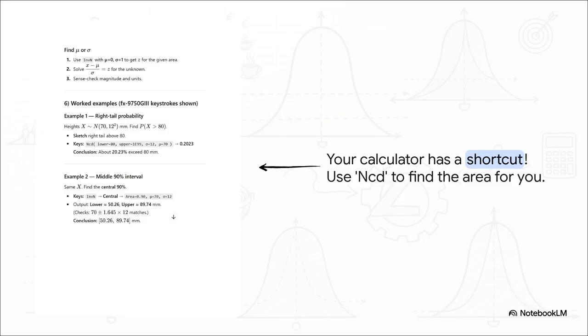Now, understanding z-scores is absolutely crucial. But let me let you in on a little pro tip. Your calculator can do the heavy lifting for you. Most scientific calculators have functions like normal CDF or NCD. You can just plug in your values, and it will find that area under the curve, that probability, for you in a split second. It's the engine that does all the hard math.